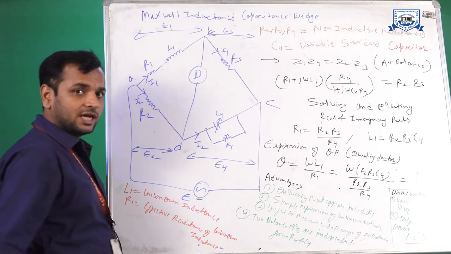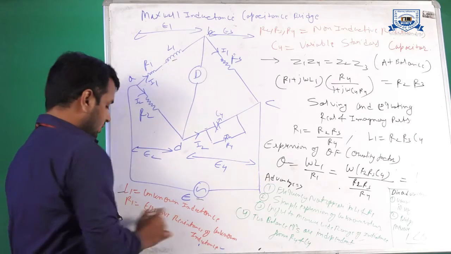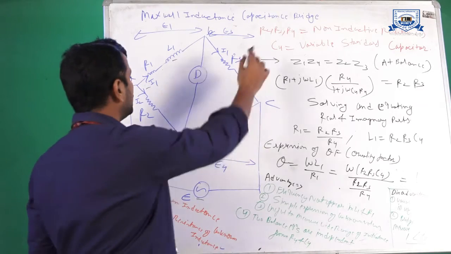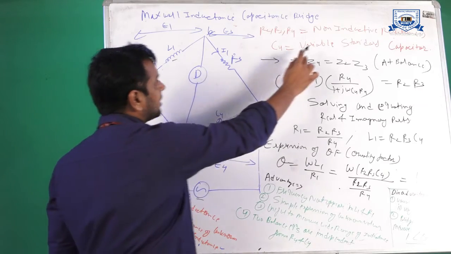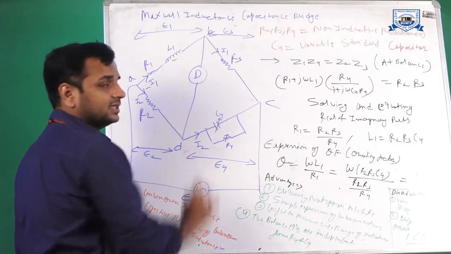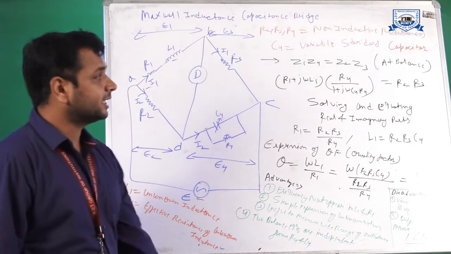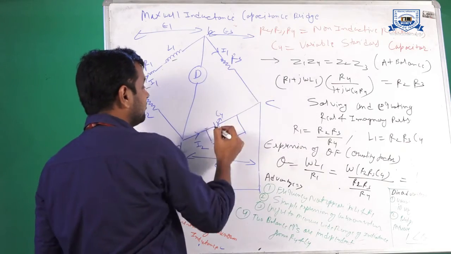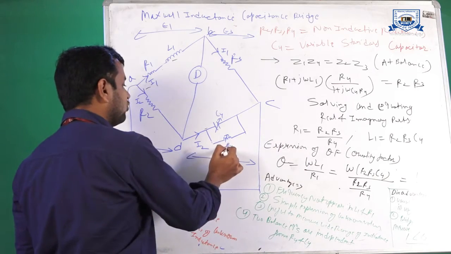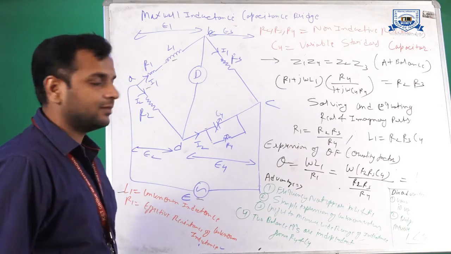So the abbreviations of this bridge are: L1 is the unknown inductance, R1 is the effective resistance of the unknown inductance, and R2, R3 and R4 are non-inductive resistances, as inductance is not used in these branches. C4 is our variable standard capacitor, and R4 is also a variable resistance. The value of that can be changed.